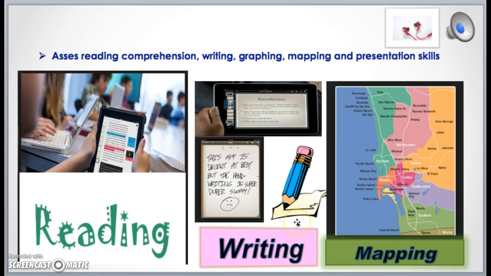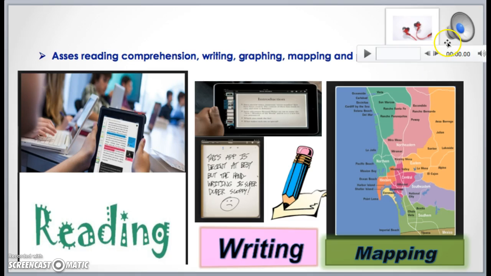As we look at the writing component, remember you can use your paper, pencil for certain portions of your presentation if that's what you choose. However, it cannot be sloppy, and the final product must be sent to me in digital format. And we'll talk about your mapping skills in just a few moments.